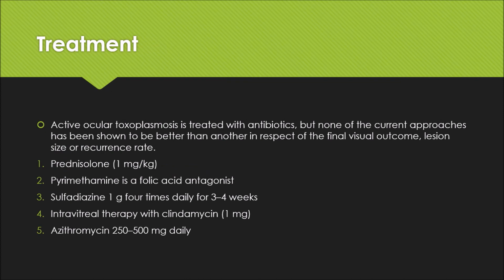Now, treatment is quite a long and difficult process. Active ocular toxoplasmosis is treated with antibiotics, but none of the current approaches has been shown to be better than another in respect of the final visual outcome, lesion size, or recurrence rate. Eradication of the parasite is difficult to determine, but parasite activity and multiplication may be reduced, leading to a decrease in size of the eventual retinochoroidal scar.